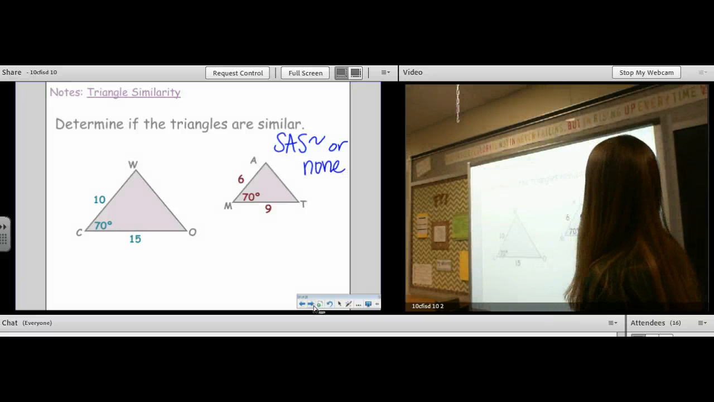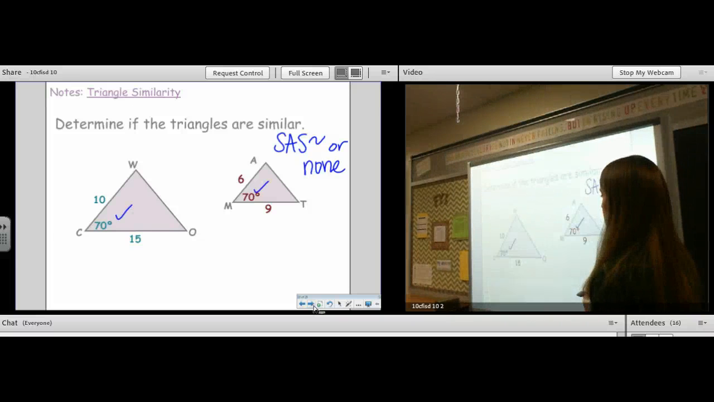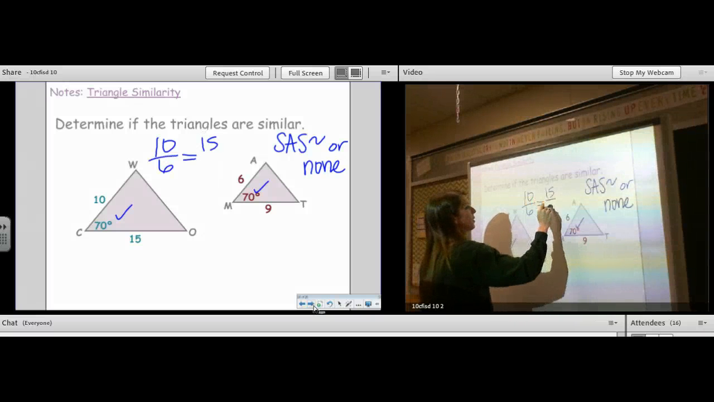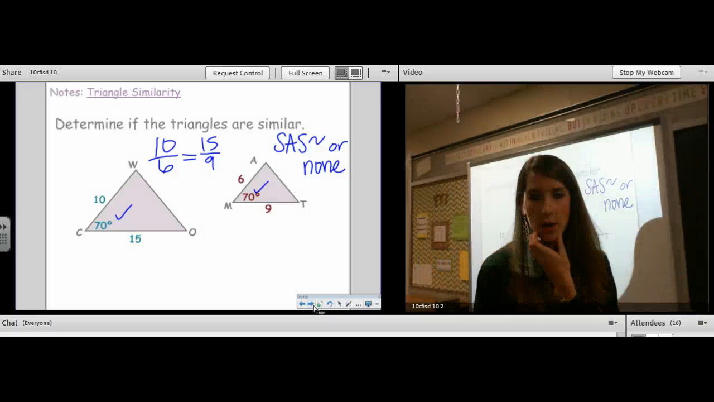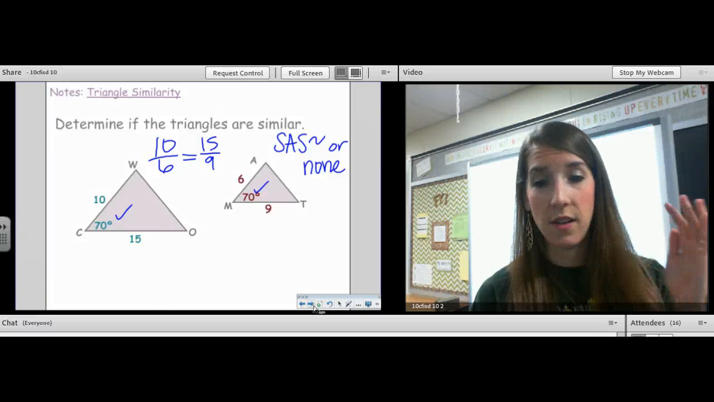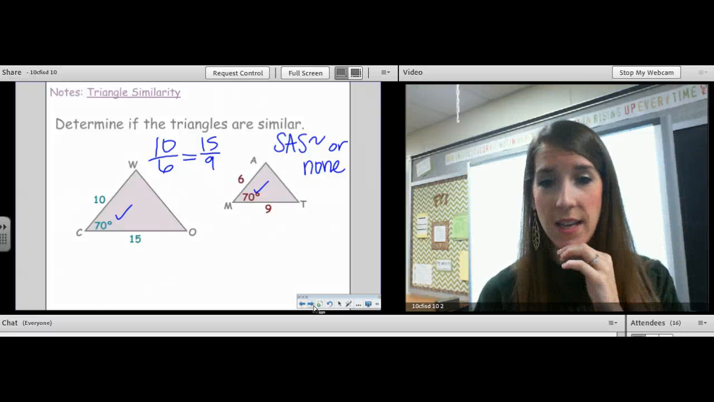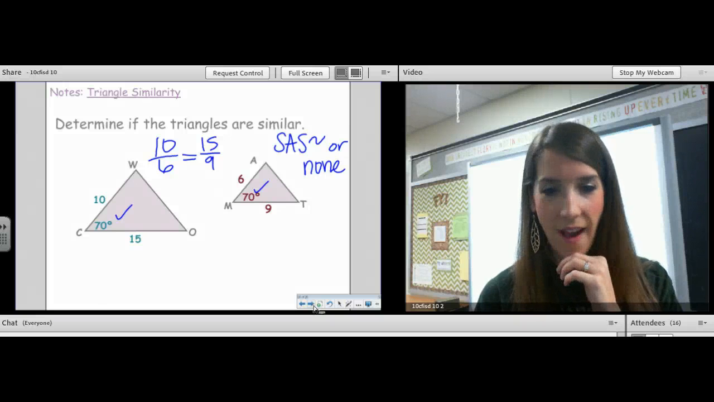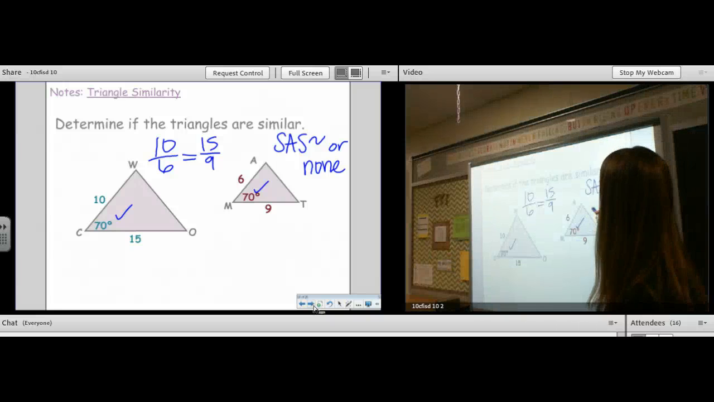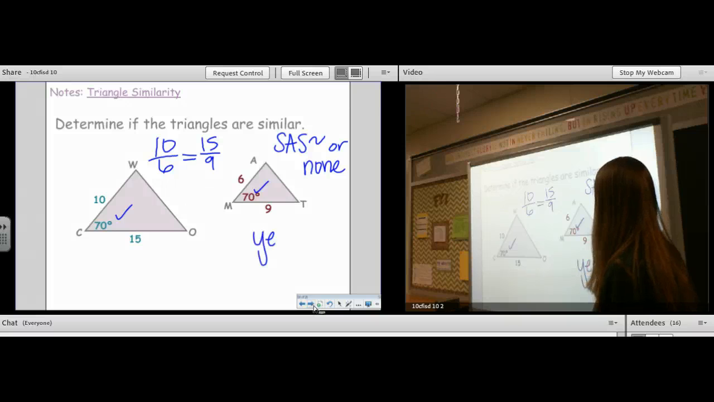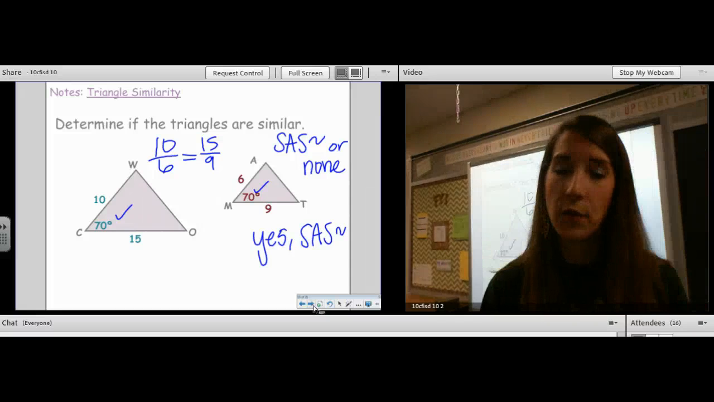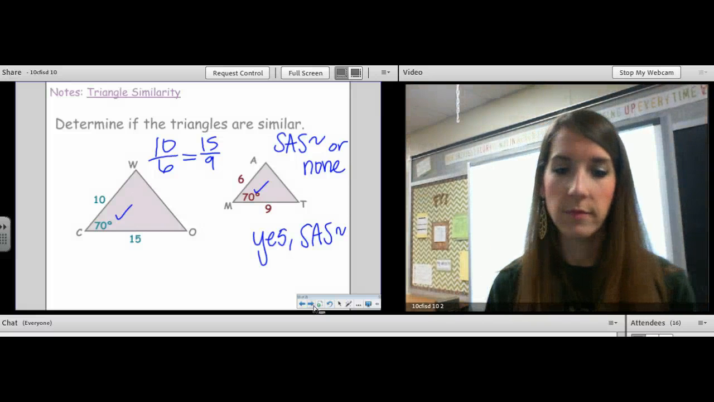So we need to check all 3 things. Angle, angle, check. Does 10 go with 6 as 15 goes with 9? 10 over 6 is 5/3. 15 over 9 is 5/3. When they both reduce to the same fraction, then they are proportional. So determine if they're similar. Yes, they're similar. And what are they similar by? Side, angle, side, squiggly. If you forget the squiggly, you get it wrong. Okay.